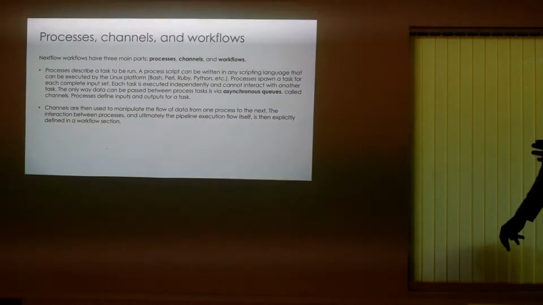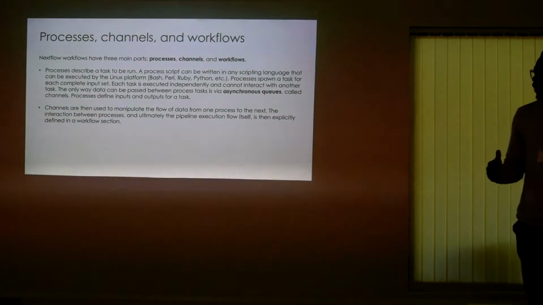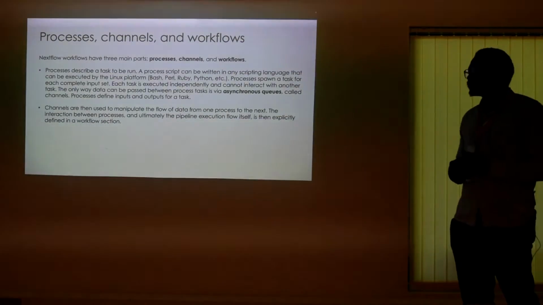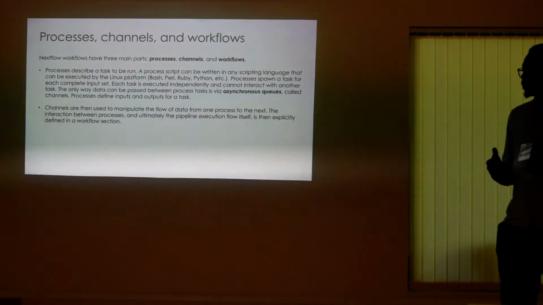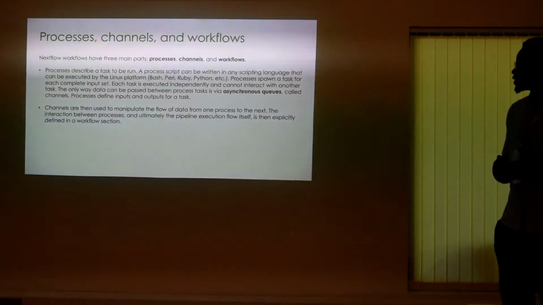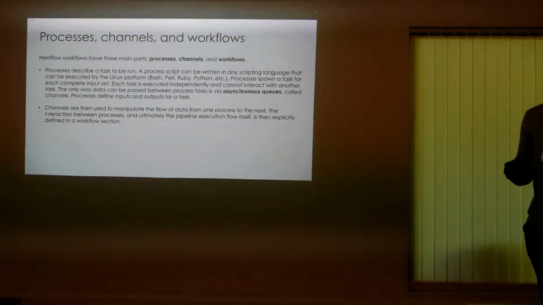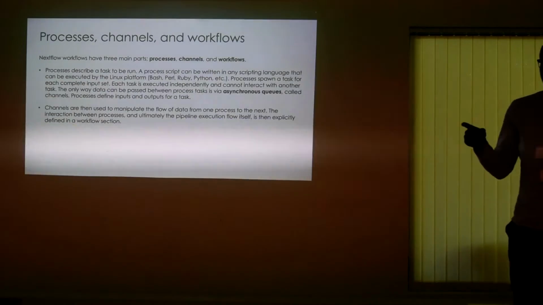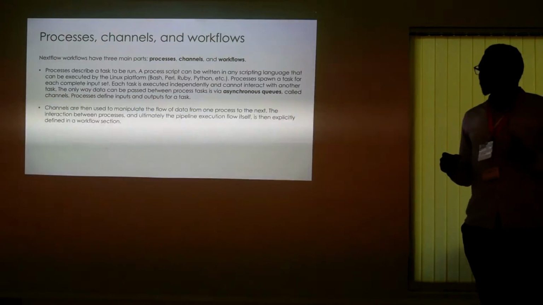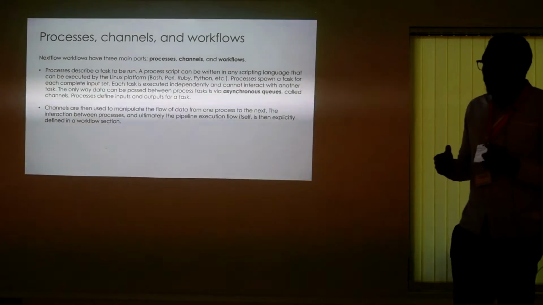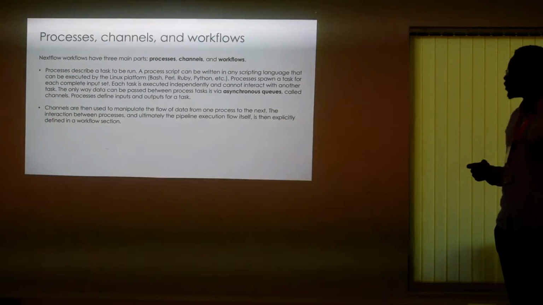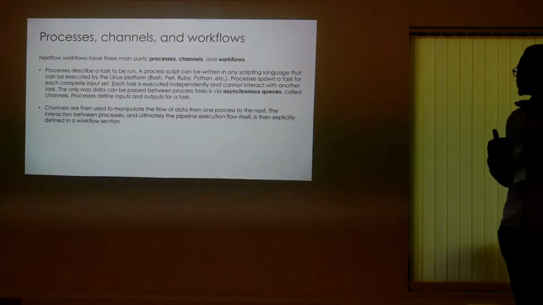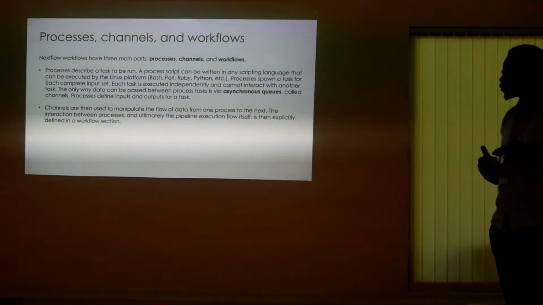So we can look keenly at what a Nextflow script would technically comprise. The workflows have three main parts: we have processes, we have channels, and the workflows themselves. Processes describe a task, similar to what you saw in Snakemake using the rule keyword. For instance, if you were running BWA map, you were using the keyword rule. The counterpart of that in Nextflow would be a process. So it's just describing a task that is supposed to be run.